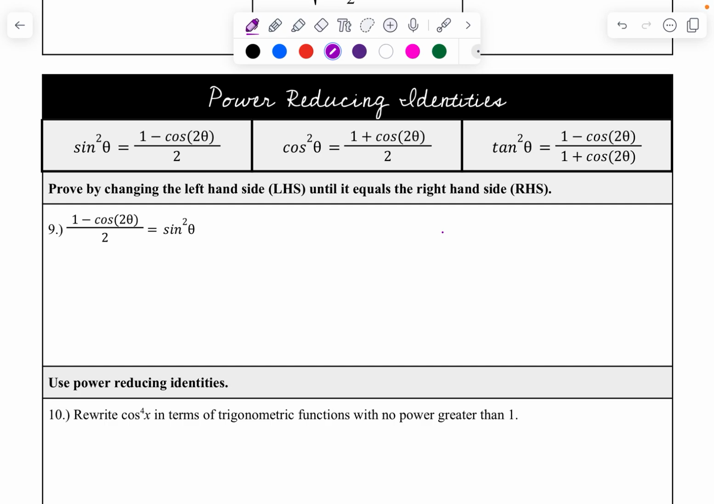Power reducing identities. If we have sine squared of theta, we can reduce it down to 1 minus the cosine of 2 theta divided by 2. If we have cosine squared of theta, we can reduce it down to 1 plus the cosine of 2 theta divided by 2. And if we have tangent squared theta, it equals 1 minus the cosine of 2 theta divided by 1 plus the cosine of 2 theta.